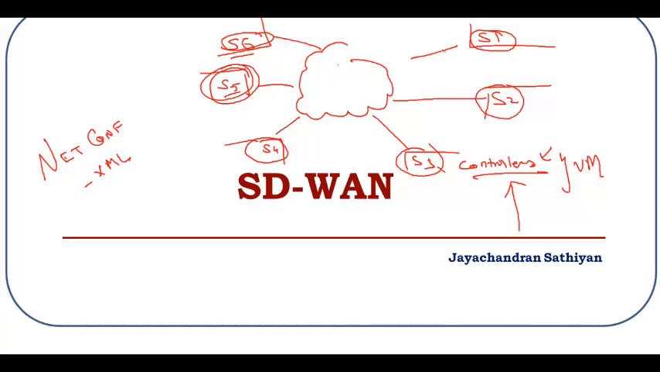But there is also a way. If you don't want to have this dynamic discovery, you can also manually configure the edge device to identify the controllers. It is done in two ways. One, dynamic, the other one, manual.